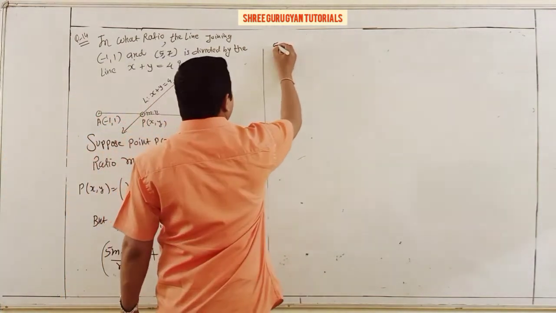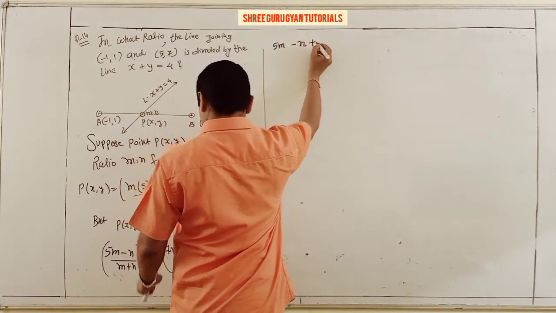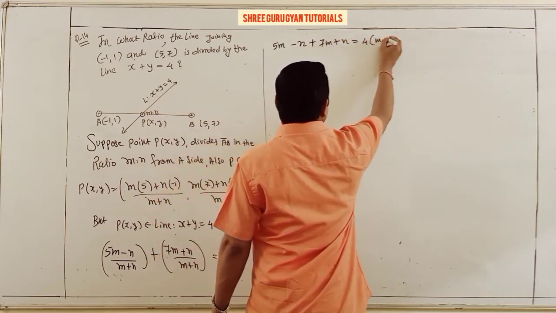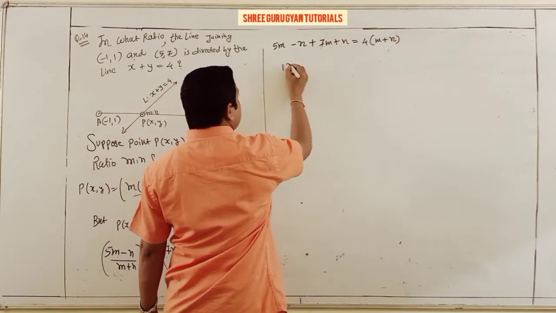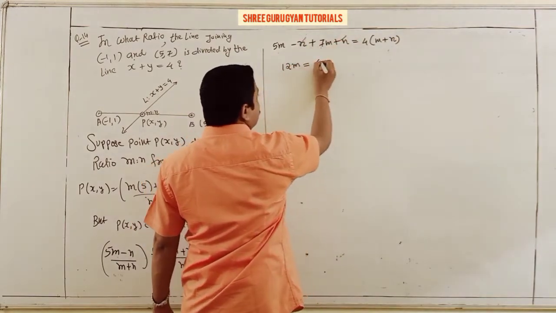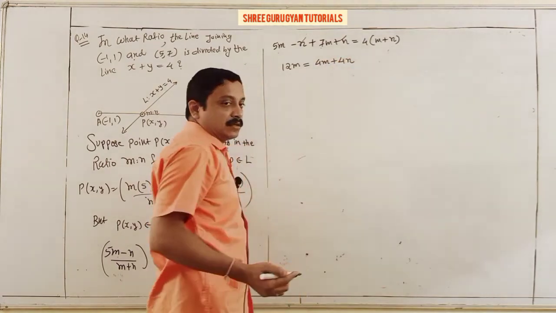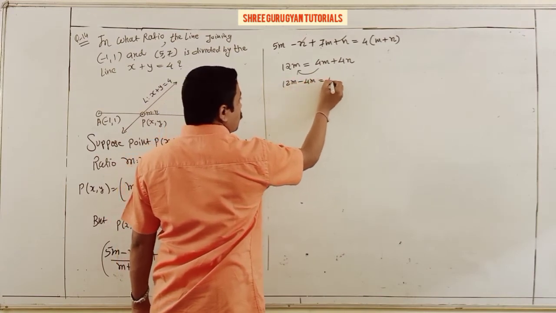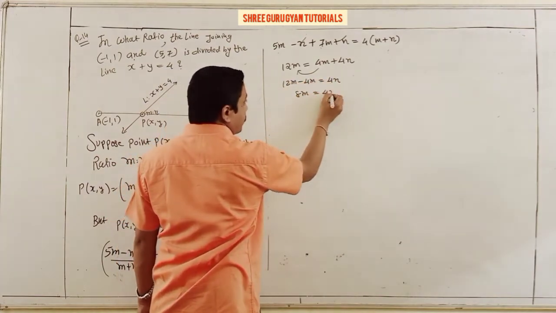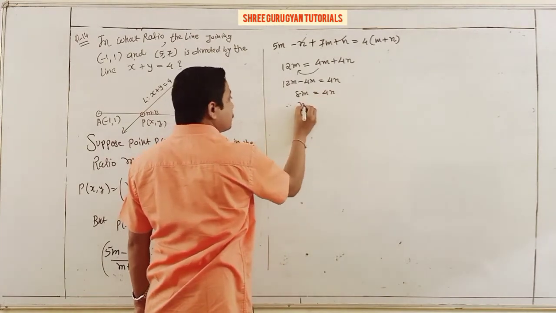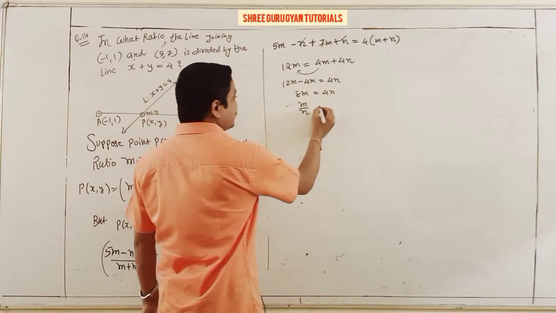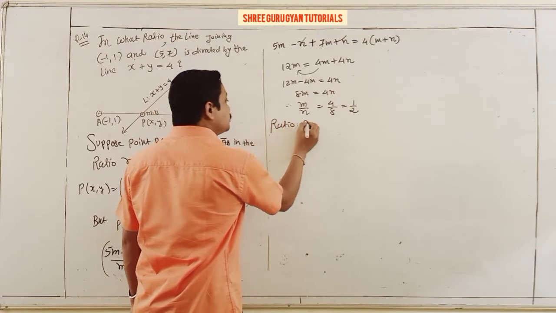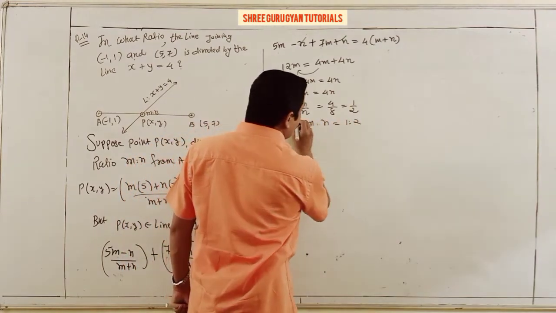So remaining I have 5m minus n plus 7m plus n is equal to 4 times (m plus n). So it is a total 12m, that cancel. 4m plus 4n. Now students, this 4m also subtract them. 12m minus 4m, it is 8m. So what is the m by n? Yes, m by n is 4 by 8, which is 1:2. So the required ratio m to n is 1:2.